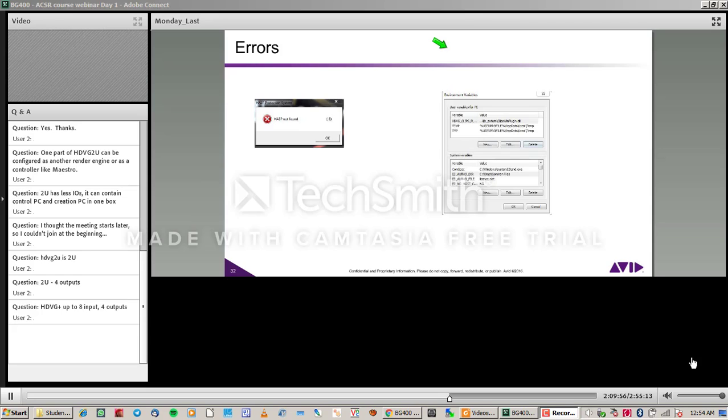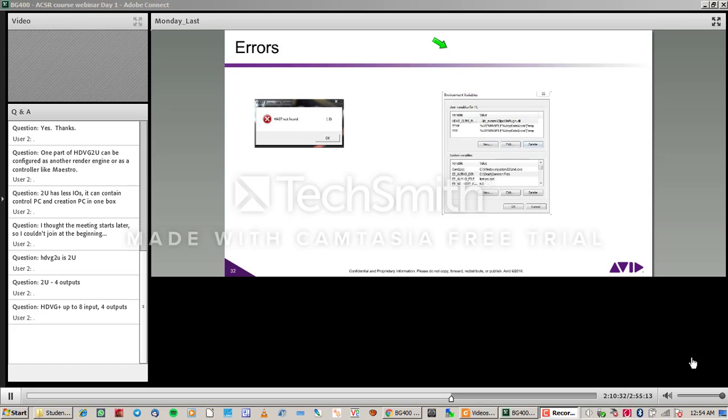Okay, so we have some more answers. We have 2U with 4 outputs, and one says that HDVG Plus is up to 8 inputs and 4 outputs. Well, that is correct. We just need to remember that when you order or install the HDVG Plus, by default it has just one DVG board. It means that it will have 4 inputs, 4 outputs, so it will be the same as HDVG 2U.